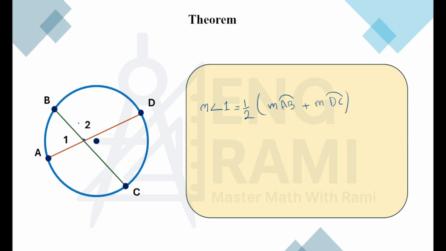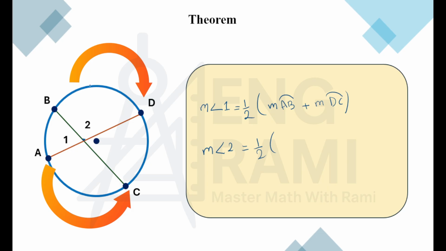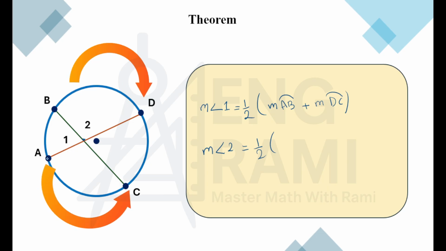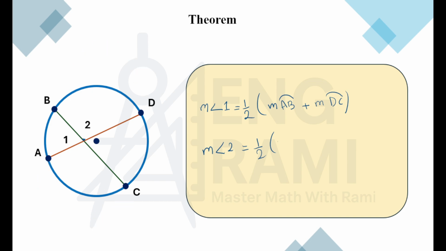Also, the measurement of angle 2 equals half of the measurement of arc BD plus the measurement of arc AC.